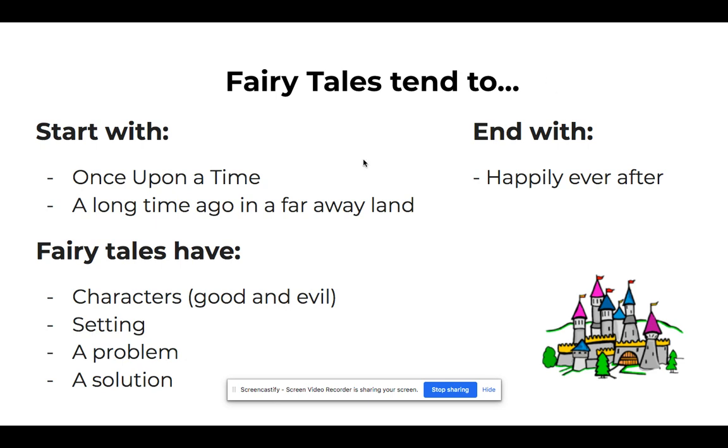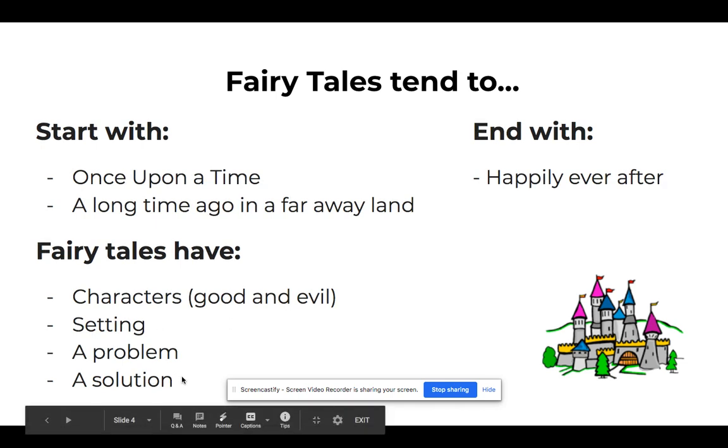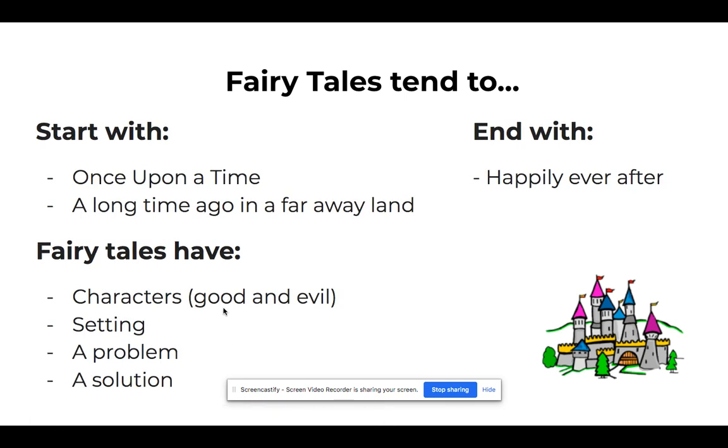And then just like any other fiction story, we have our characters, we have a setting, usually there's a problem and a solution. What's really special to fairy tales, though, is usually your characters, you have good characters and evil characters. So we'll really pay attention to that.